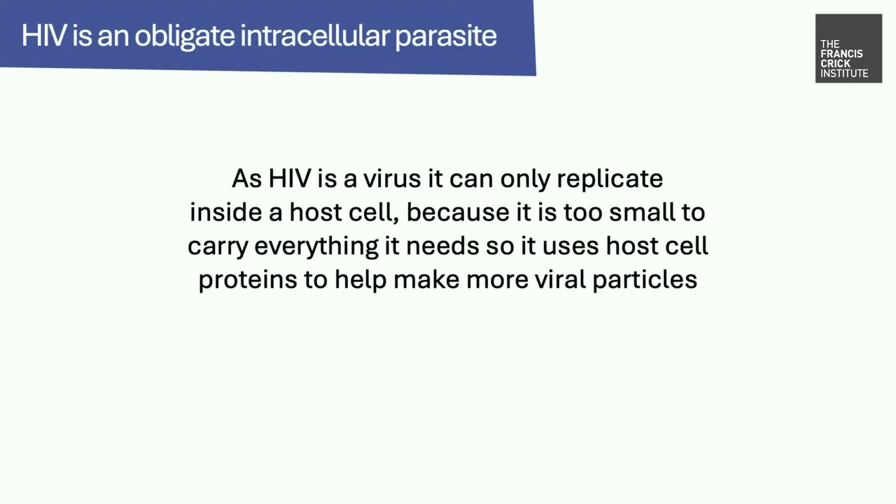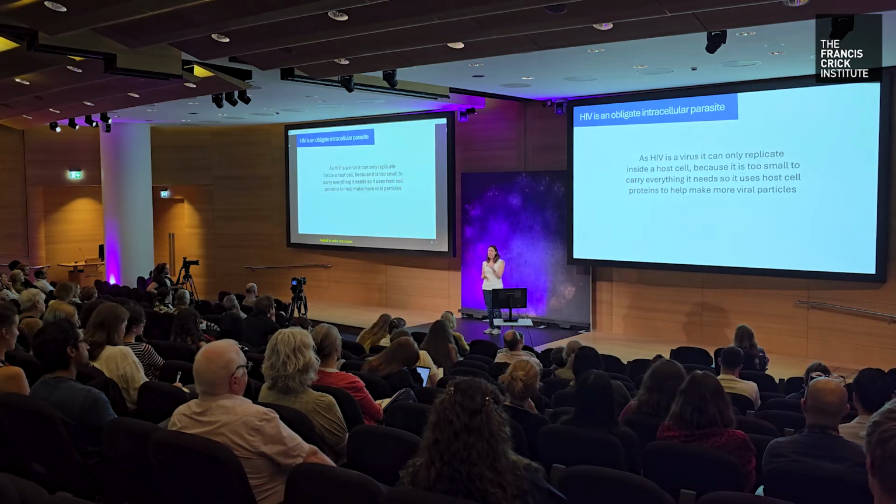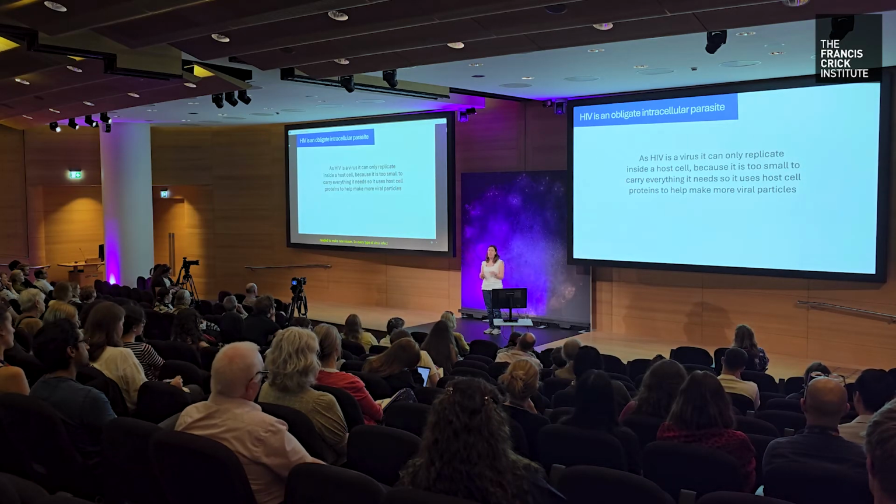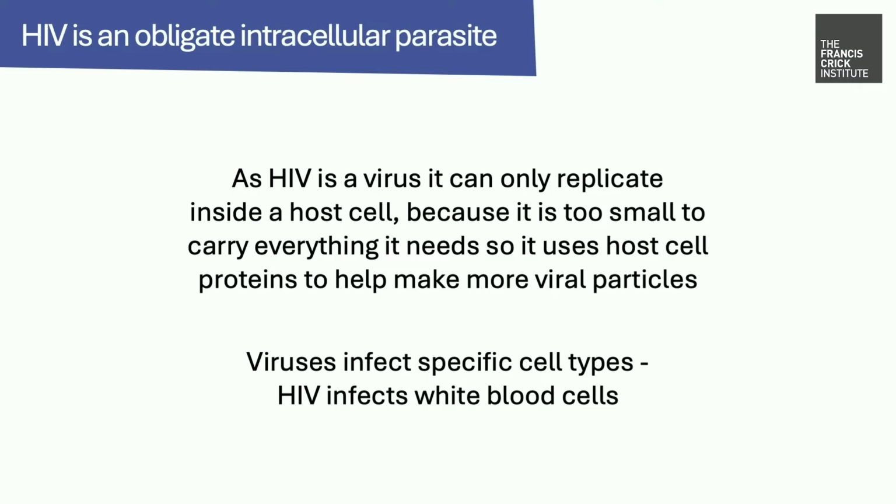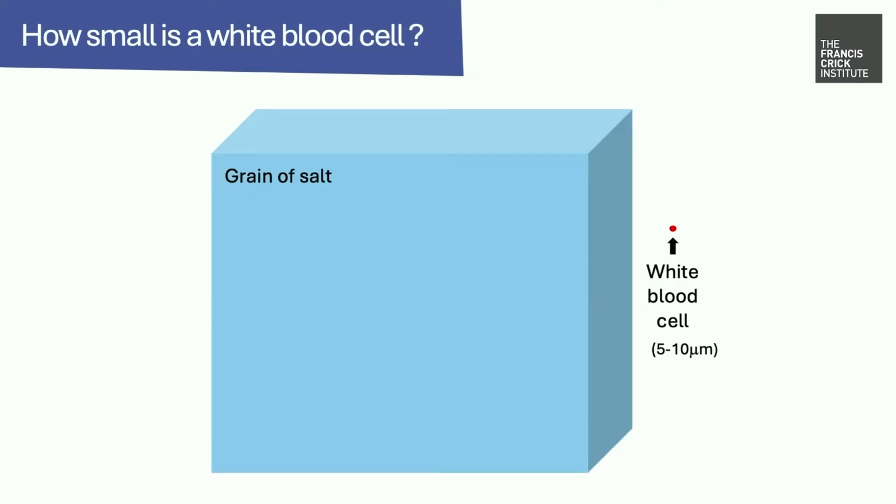And that's because viruses are very small and they don't have all the equipment needed to make new viruses. So every type of virus infects a specific kind of cell, and HIV infects white blood cells. Just to give you some idea of the scale of this, think of a tiny grain of salt. If it was as big as this big blue cube on the slide, then a white blood cell would be the size of that red dot.